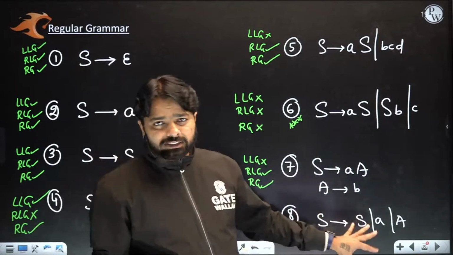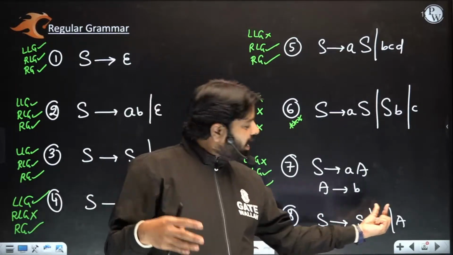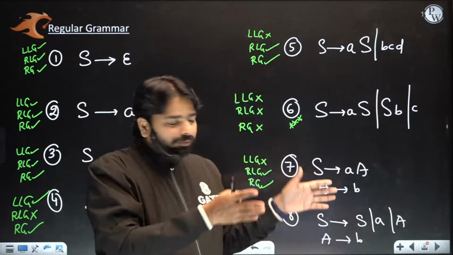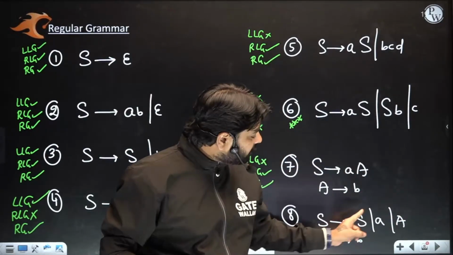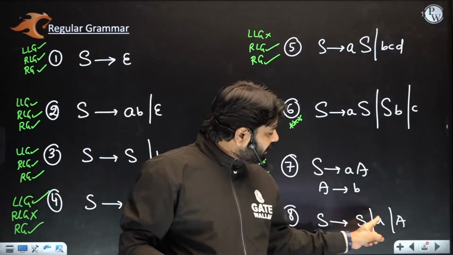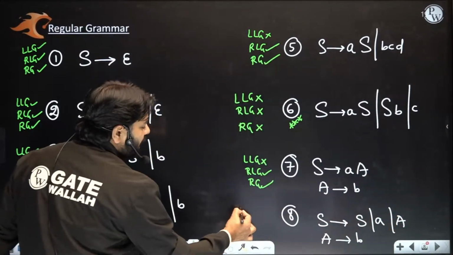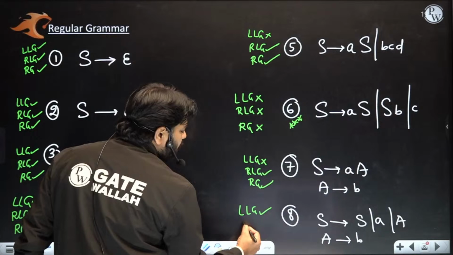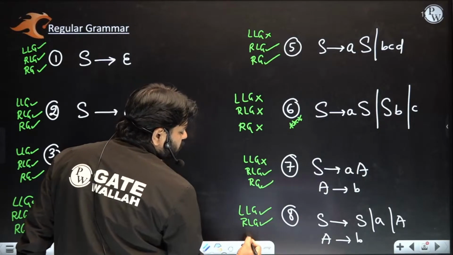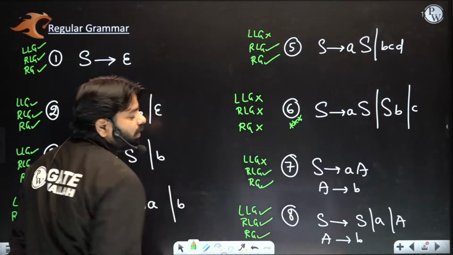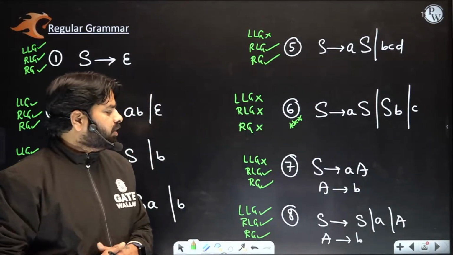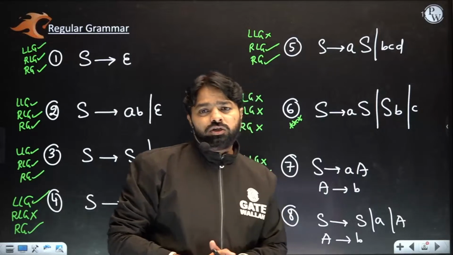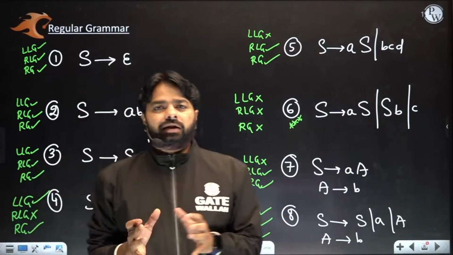It is also LLG because this S and A can act as leftmost, because in that production, left only. There are 3 productions here, not one. There are 3 productions here. All of them are LLG and also all of them are in RLG. So it is going to be both LLG and RLG. Clear? So when you look at these 8 examples, you should never confuse what a regular grammar is.